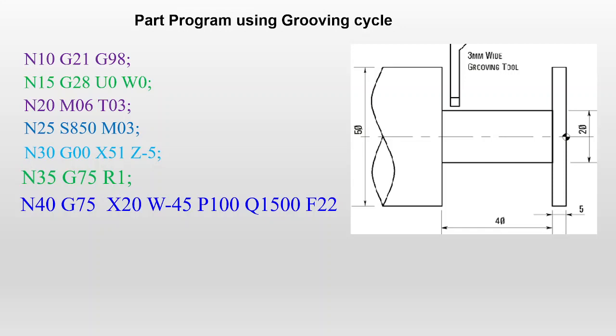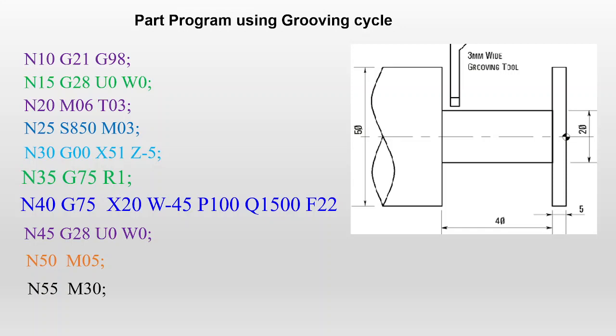After completion of the grooving, you have to send the tool to the reference point, G28, U0, W0. Then you can stop the spindle with M05. Then the program is ended and rewound with M30. This simple program is sufficient to make the grooving cycle.